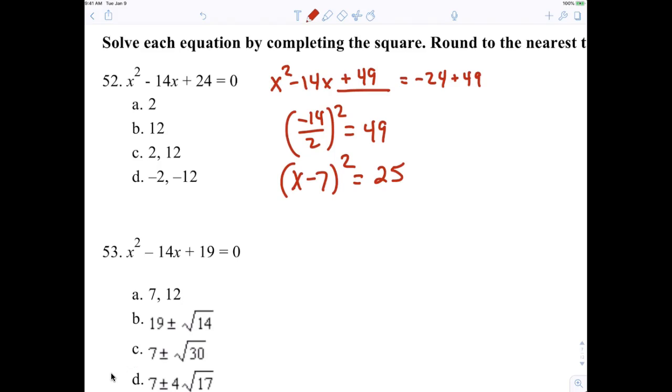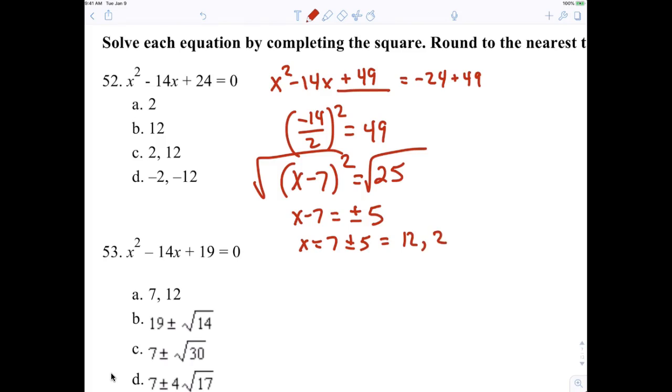And now you do what? Take the square root of both sides. So x minus 7. Don't forget the what? The plus or minus. So x is equal to 7 plus or minus 5. And so what's 7 plus 5? What's 7 minus 5? 7 minus 5 is 2. So my answer is what? C.